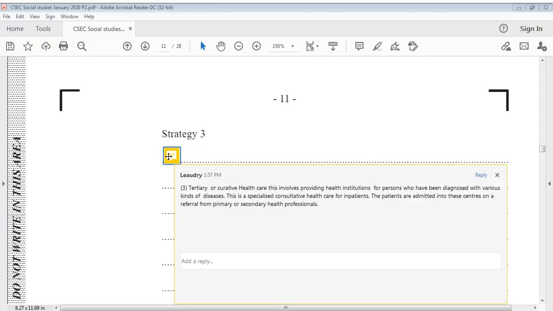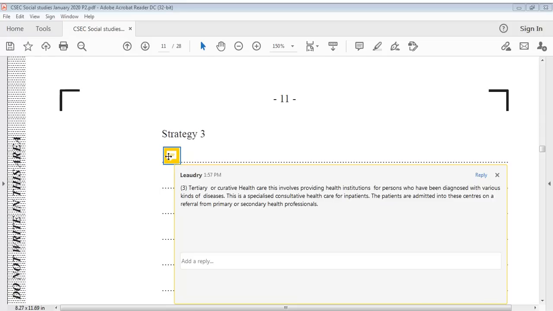And strategy three, we have discussed so many strategies. The government can also ensure that another form of healthcare system is provided, which we refer to as the tertiary or curative. Now, we know we'll have health institutions. We talked a little about it earlier. Health institutions, like rehab centers, for persons who have certain kinds of diseases or are recovering from drug addiction.